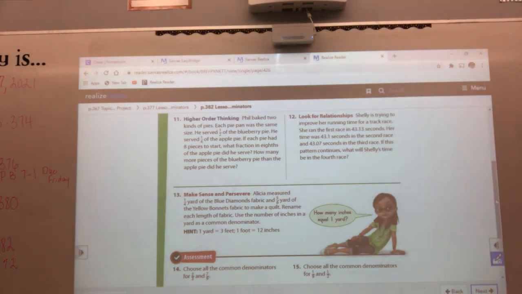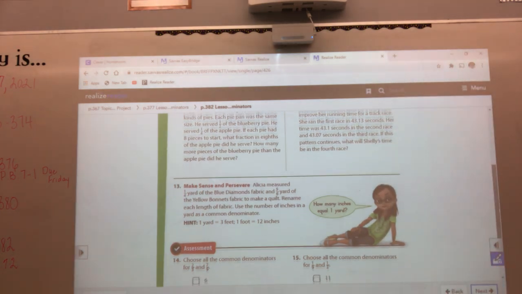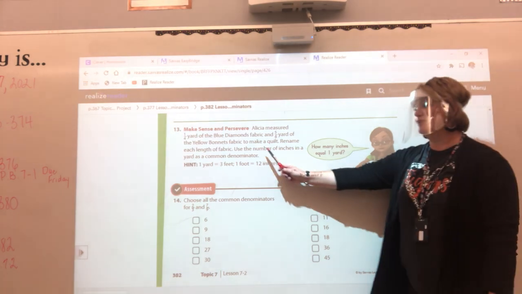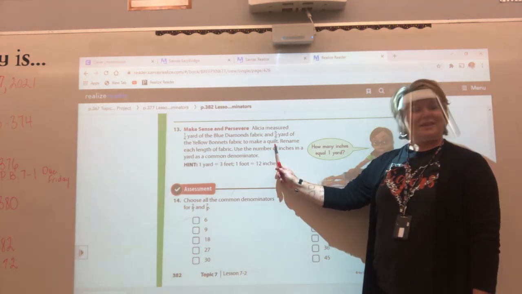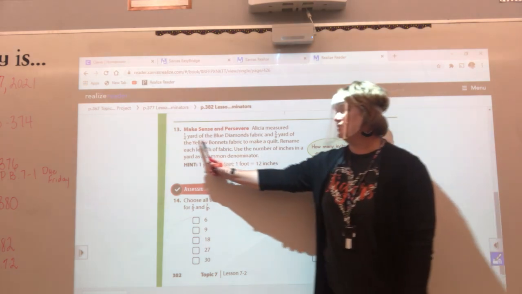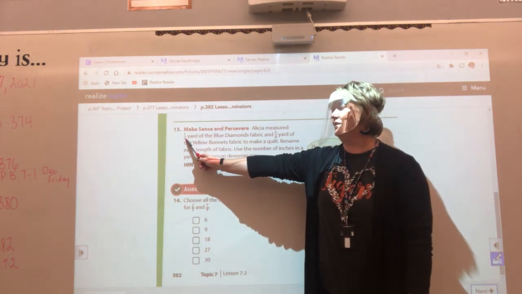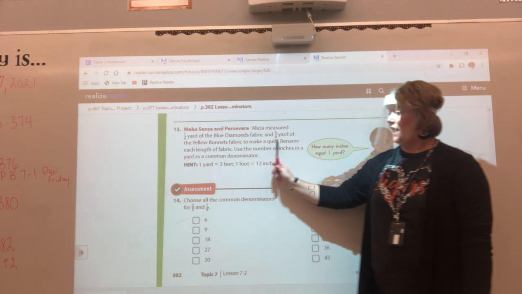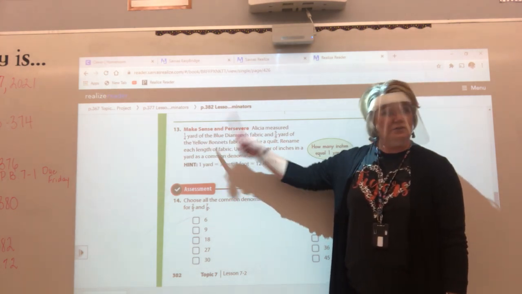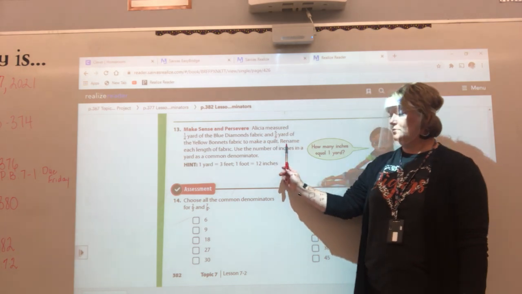Okay, last one I'm doing. Alicia measured 1/4 of a yard of the blue diamonds fabric and 5/6 of a yard of the yellow bonnets fabric. Oh, what's she making? She's making a quilt. And a quilt has a bunch of different fabrics on it. So how much did she use of the blue diamond? 1/4 of a yard and 5/6 of a yard of the yellow. So it's like a yellow and blue quilt. Do you see that in your head? You should. Get your pens on rename.